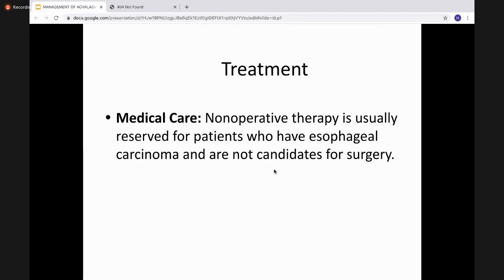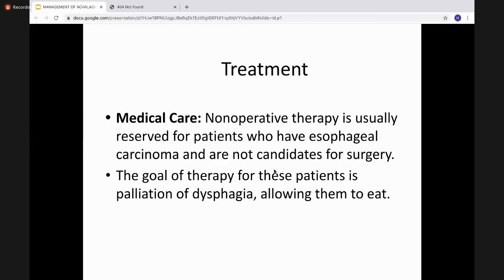Then treatment comes. There might be some medical treatment. Usually the treatment of carcinoma esophagus is surgical, but medical treatment can be given if the patient cannot tolerate surgery, then some supportive treatment can be done. And the goal of the therapy should be palliation of dysphagia and allowing them to eat, like medical therapy. Just support can be given in helping the patient to get temporary relief of dysphagia. Medical care can be done.